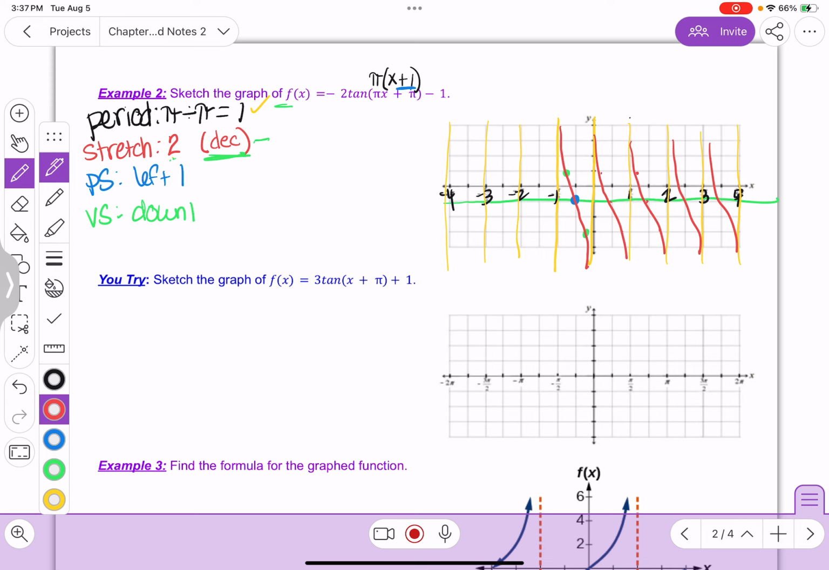So if you want to try to graph it, go ahead. If you don't want to graph it, at least find the 4 parts of this equation. So at least find the period, stretch factor, phase shift, vertical shift. If you want to try graphing, go ahead.